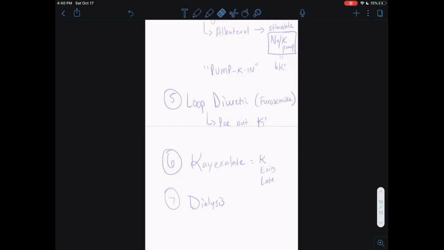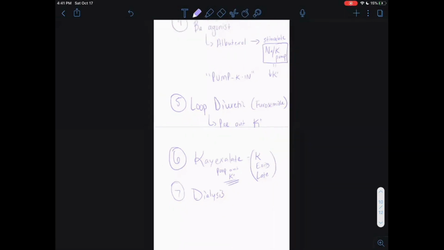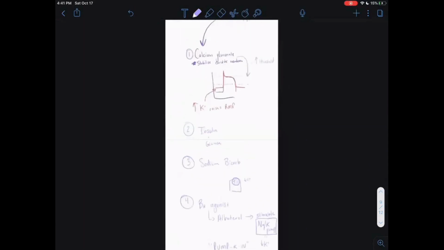Okay, and so if you have this K-exolate, what happens is it causes you to poop out potassium slowly over time. Okay, so K-exolate causes K to exit late. So you poop out potassium. And obviously that's not something that can happen immediately. You don't just take this and start crapping out gobs of potassium right away, but over time, you start pooping out all the potassium. Okay, so those are really your treatments for the hyperkalemia.